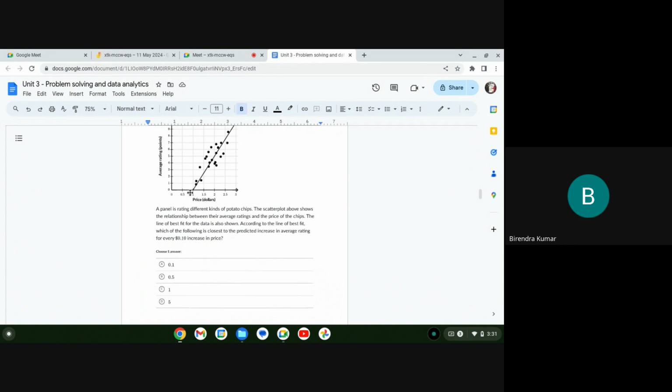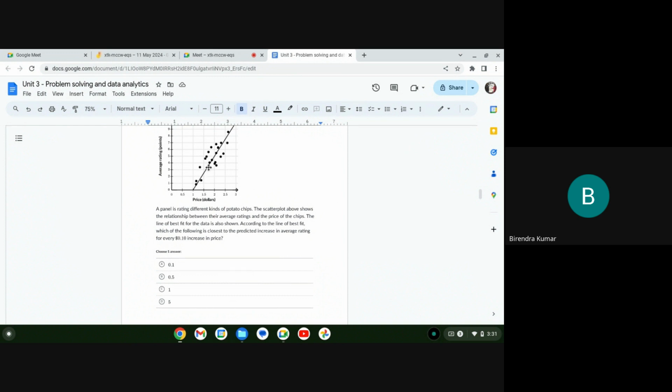And what is the price? Maybe $1.1, $1.2. Do you think so? So the scatter plot shows the relationship between the average rating and the price of the chips. What we are seeing in the first dot is that the rating is around 0.9 or 0.85 and the price is $1.2. Let's look at one more dot, which is on the line of best fit.